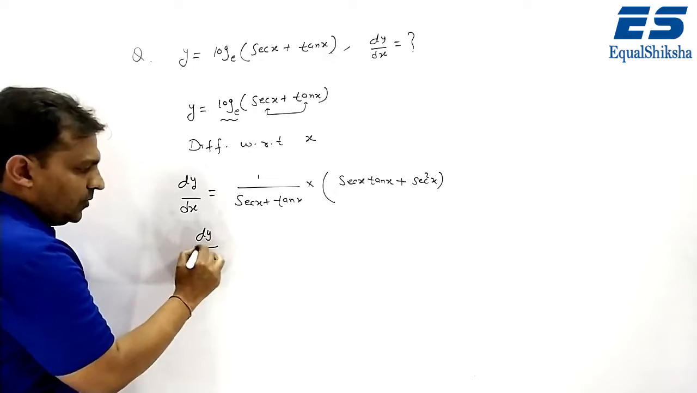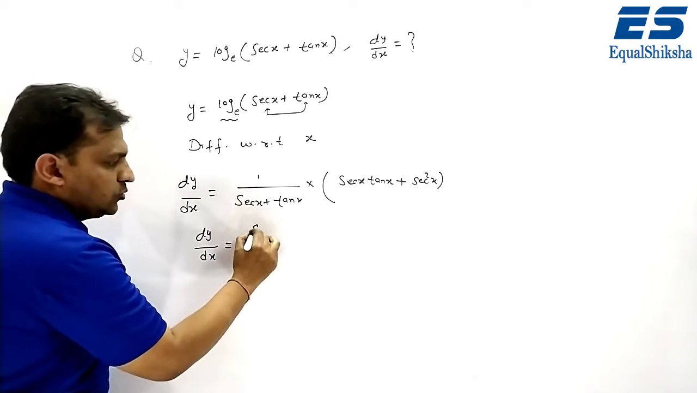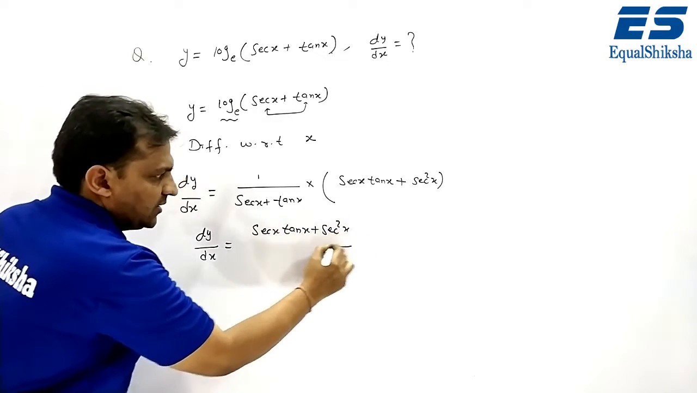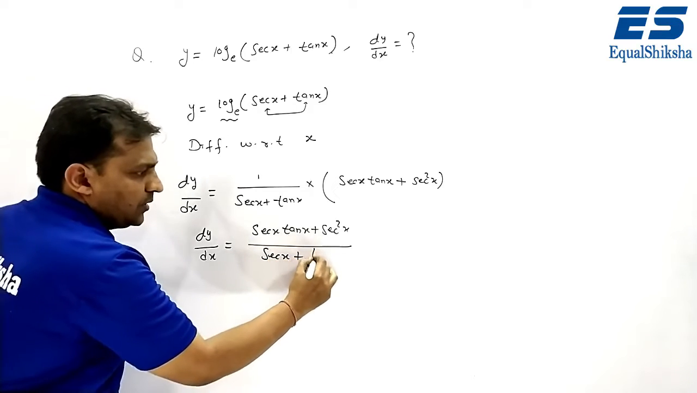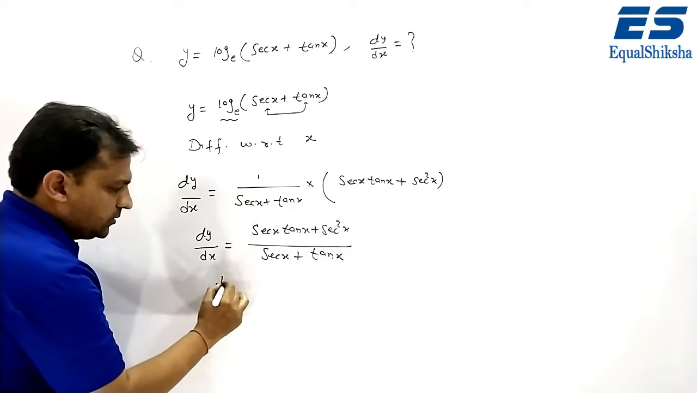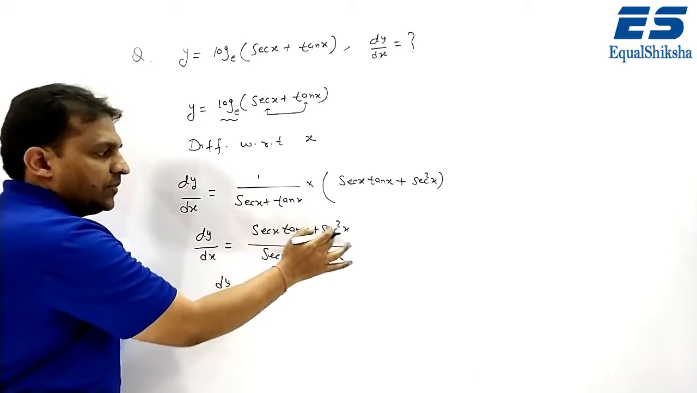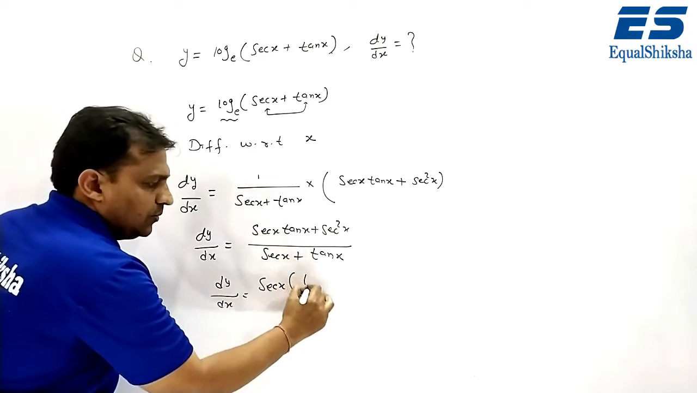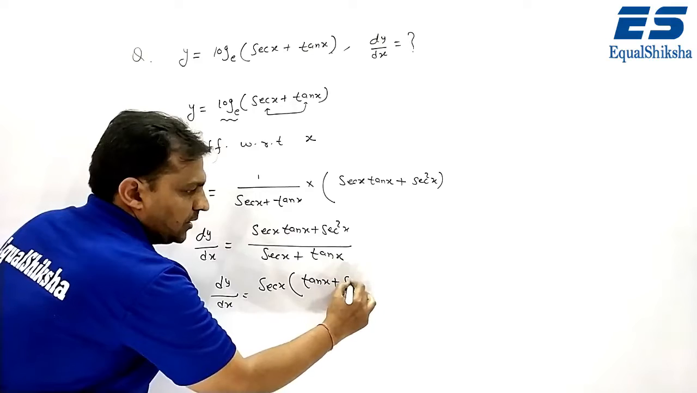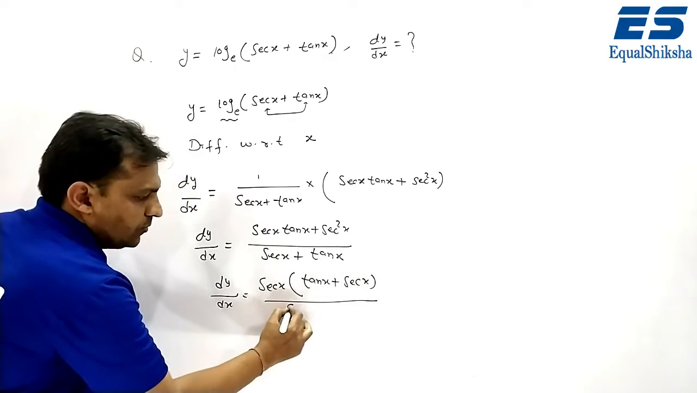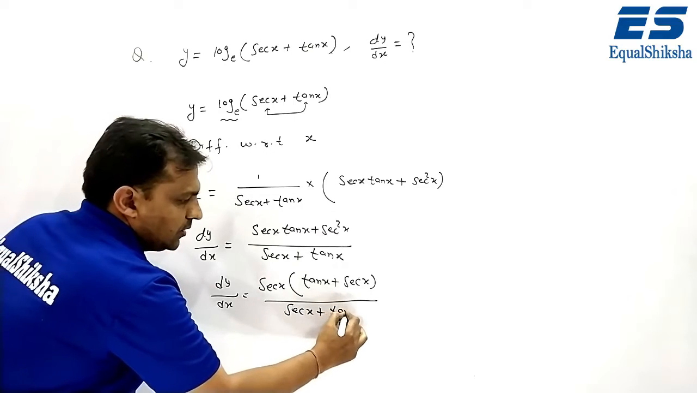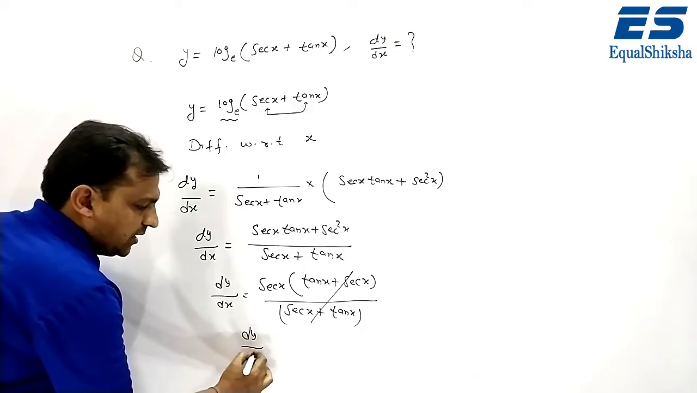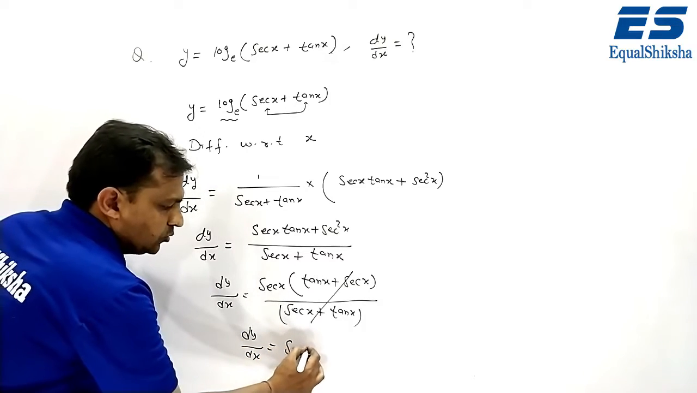Now solve this equation. Then dy by dx equals sec x tan x plus sec square x upon sec x plus tan x. Now students, I am taking sec x common from the numerator. Then the remaining function will be tan x plus sec x upon sec x plus tan x. Now this sec x plus tan x is cancelled. So the final answer for this question will be dy by dx equals sec x.